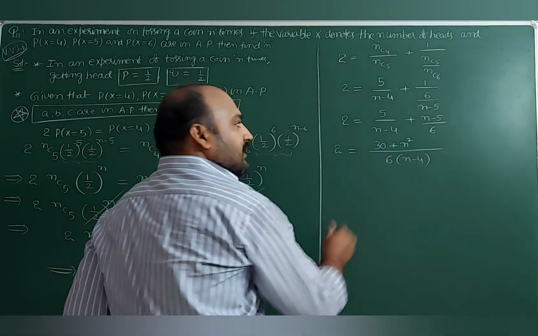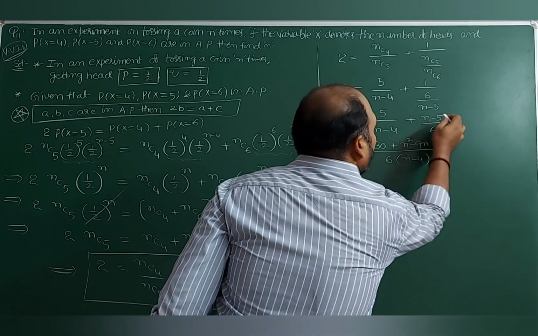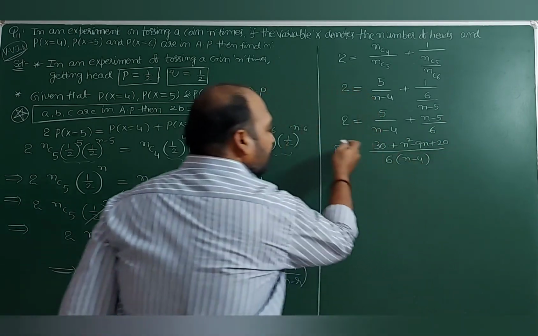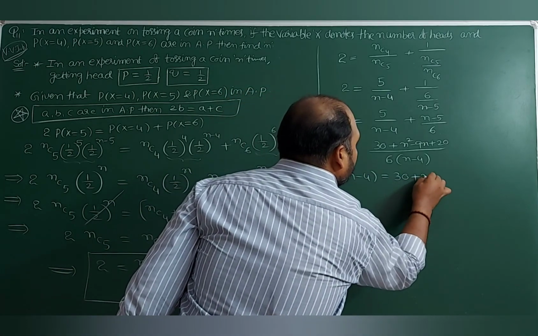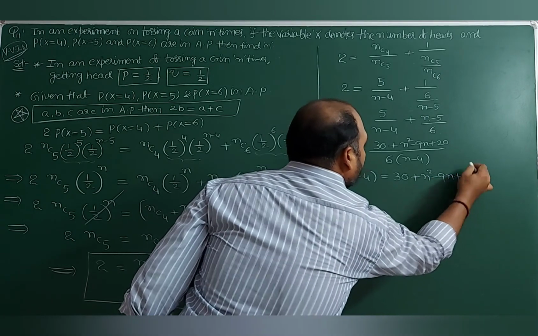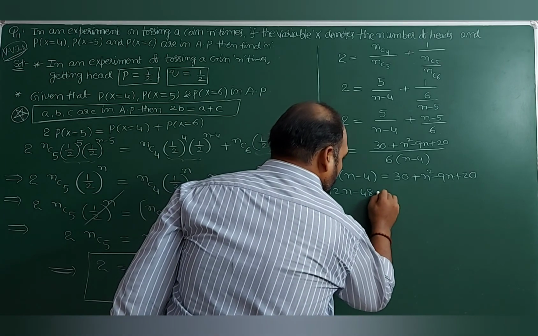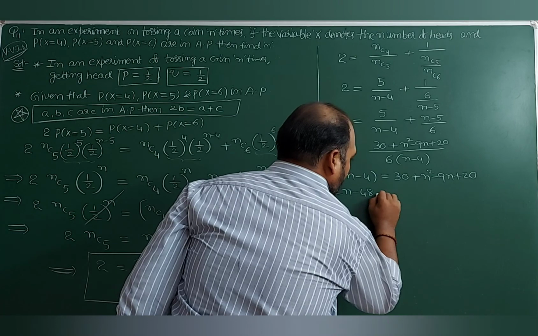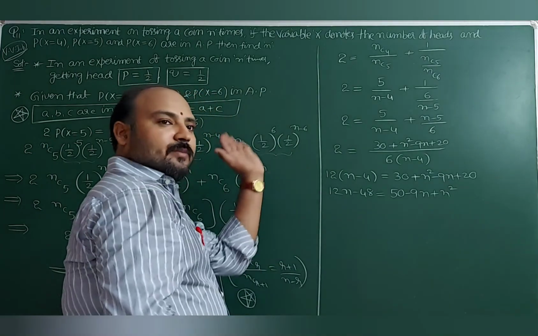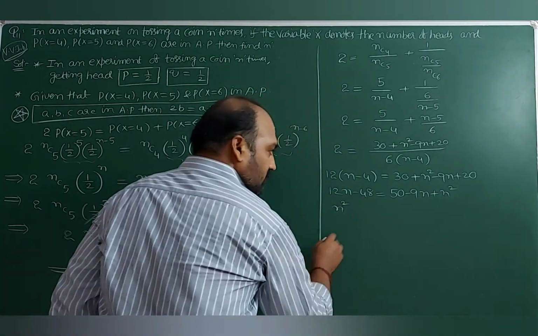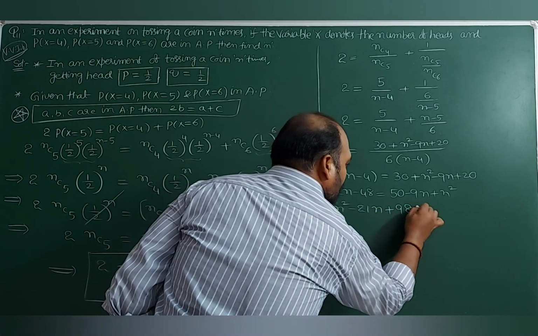Directly I am writing, dear students. n square minus 5n minus 4n, so minus 9n plus 20. So cross multiply: 12 into (n minus 4) is equal to 30 plus n square minus 9n plus 20. 12n minus 48 equal to 50 minus 9n plus n square. So these values I am taking this side: n square minus 21n plus 98 equal to 0.